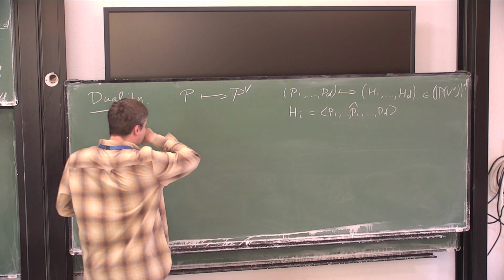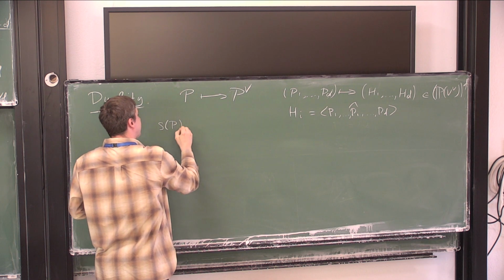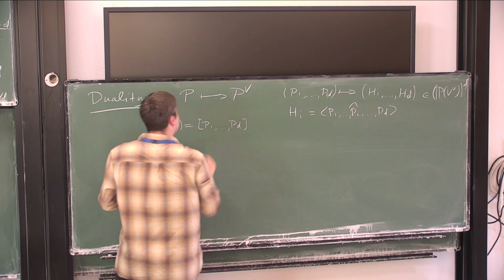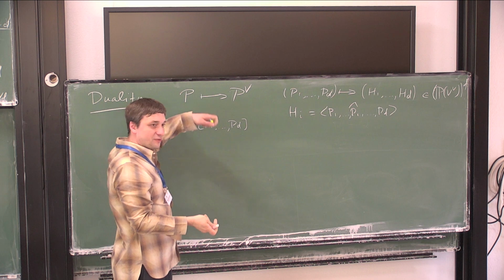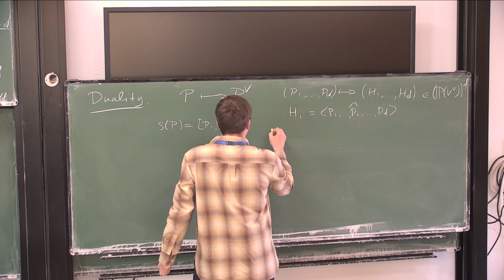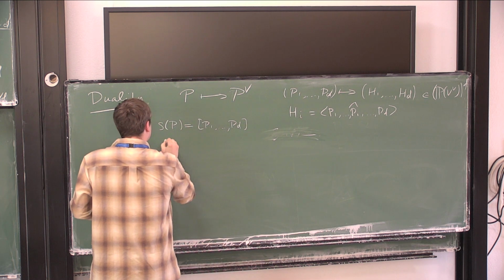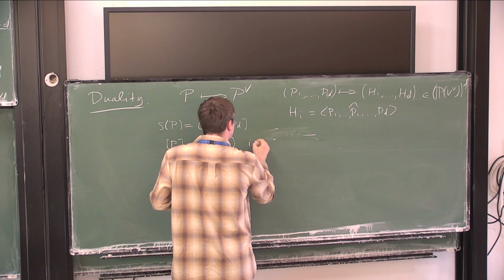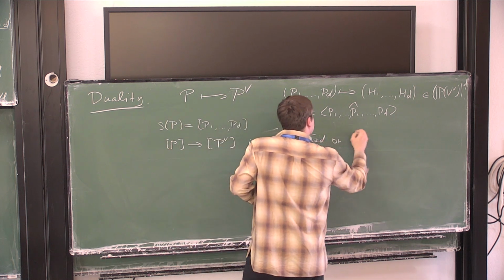And what's nice about this map is, if I call S of P the element in the Steinberg corresponding to these lines, then this is actually a very well-defined isomorphism between Steinberg V and Steinberg V dual. So the class of P going to the class of P dual is well defined on Steinberg V.